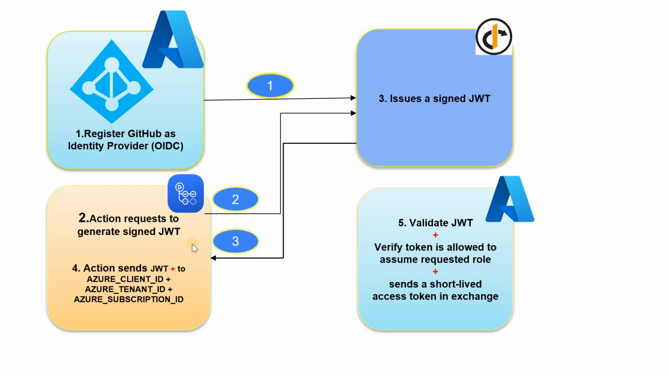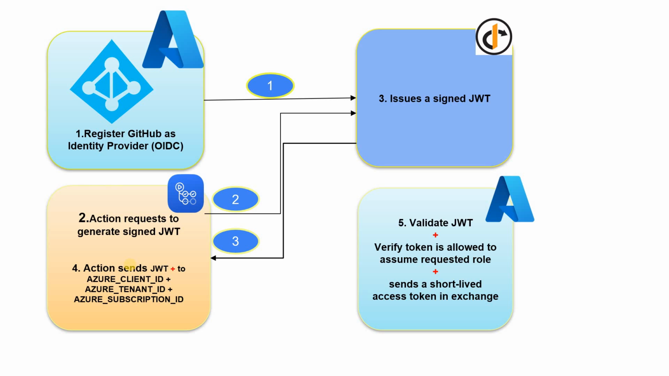Now when GitHub Actions receives the signed token, it sends the signed JWT token plus the Azure client ID, which is the SPN client ID we created in step number 1, plus the Azure tenant ID, the tenant where this SPN belongs, and the subscription in which you need to have access. These are the fourth step.